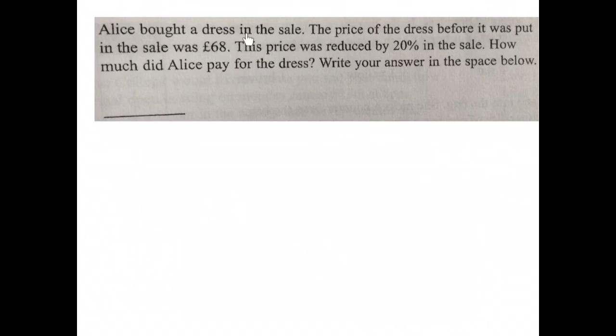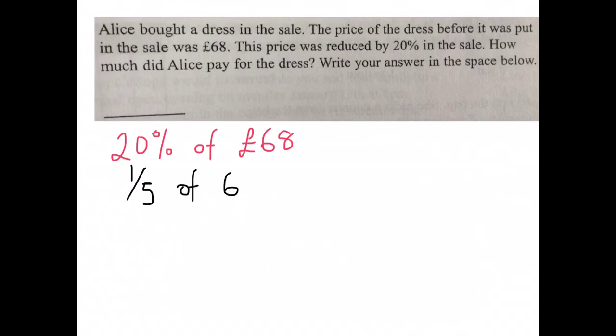Alice bought a dress in the sale. The price of the dress before it was put in the sale was £68. This price was reduced by 20% in the sale. How much did Alice pay for the dress? Write your answer in the space below. So we need to work out 20% of the original cost, £68, and then take that off the cost of the dress to work out its new price. So 20% is 1/5. So we need to work out 1/5 of £68.